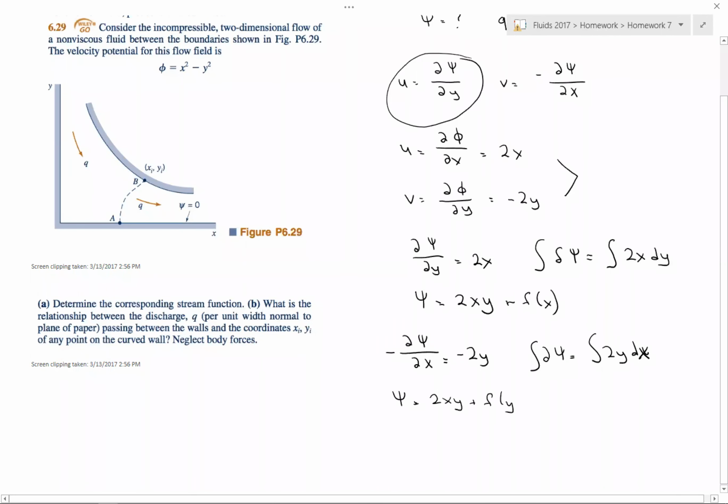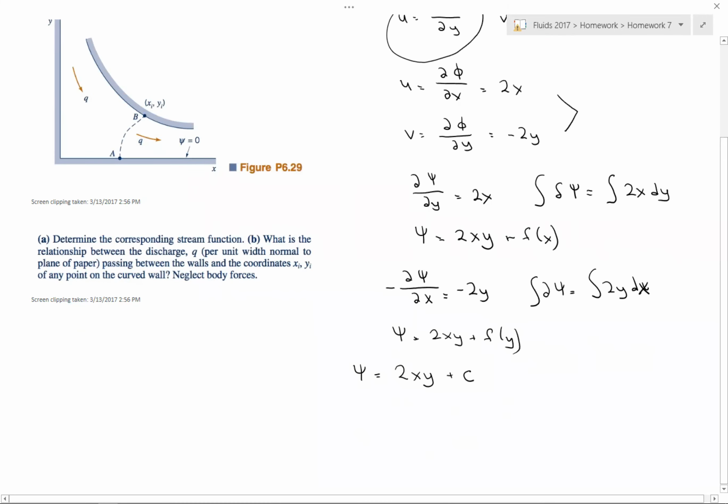So if we were to put these together, what would we say that the stream function was? That's exactly it. So that's equal to 2xy, actually, 2xy plus a constant. Exactly. Very good. You guys didn't add it together. You just put the 2xy.